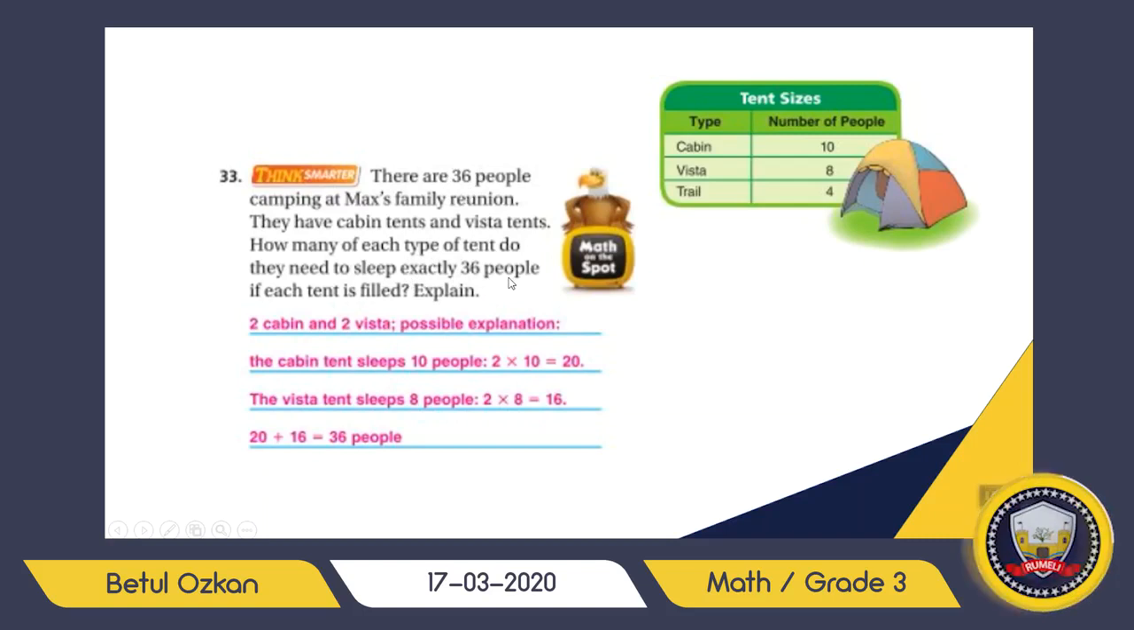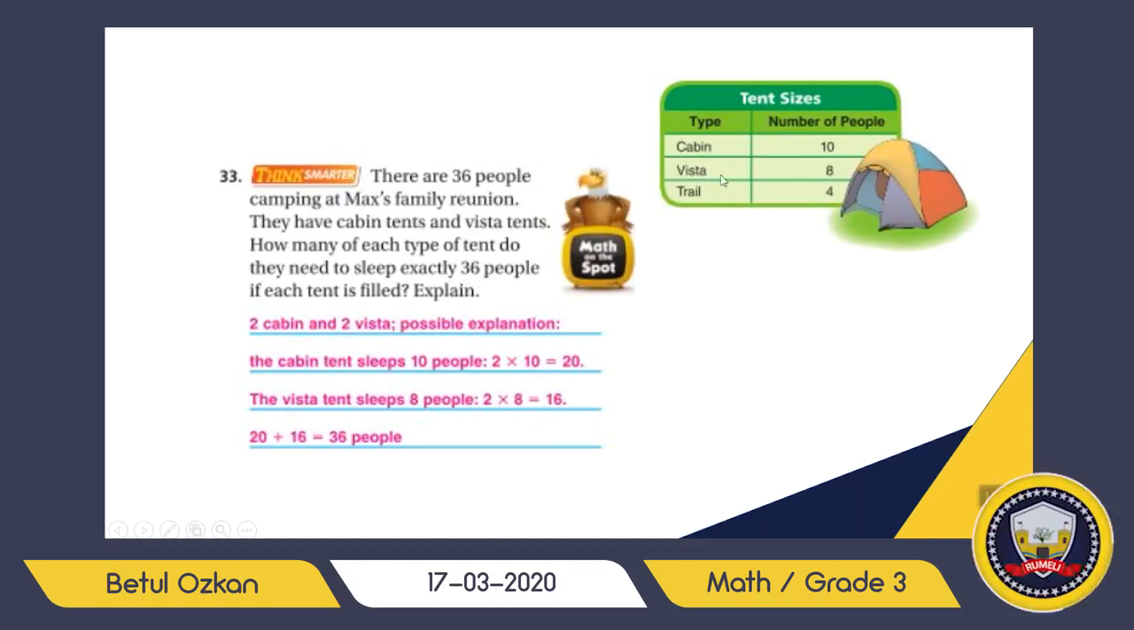So there will not be any remainder. Okay? So let's think about how I can get 36 by using cabin tents and vista tents. Let's assume they have 3 cabin tents. How many people will stay in cabin tents? 3 cabin tents, each one includes 10. If they have 3 cabin tents, 30 people will stay in cabin tents. But it says they need to sleep exactly 36.